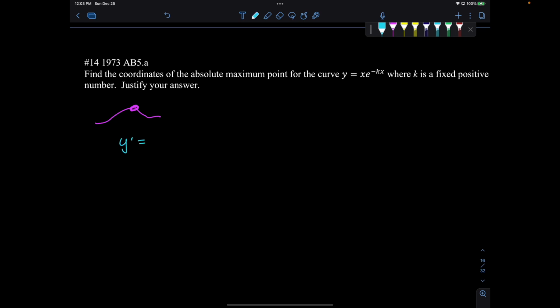Let's call it y prime. Y prime is, first, the derivative of the second is e to the negative kx times negative k, plus second times derivative of the first, which is 1. You can take out e to the negative kx, and then you will have negative kx plus 1.